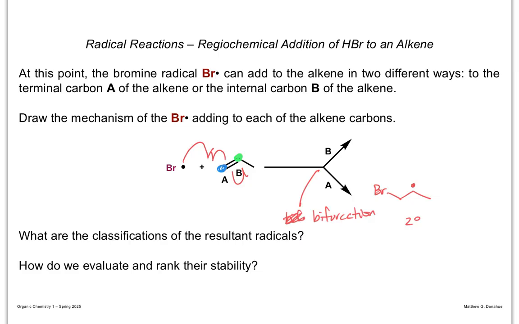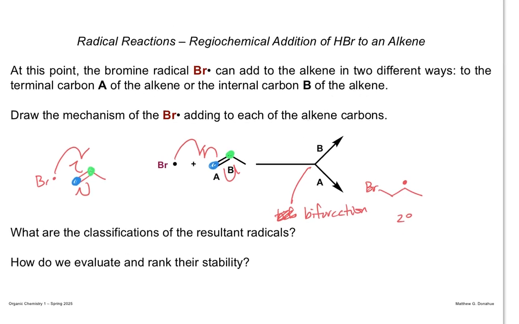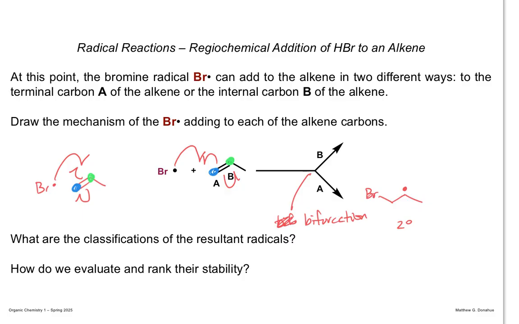If we did the same sort of arrow pushing the other way, but now we're going to add that bromine to the green carbon, the radical ends up on the blue carbon. And then what class of radical is that? Primary.